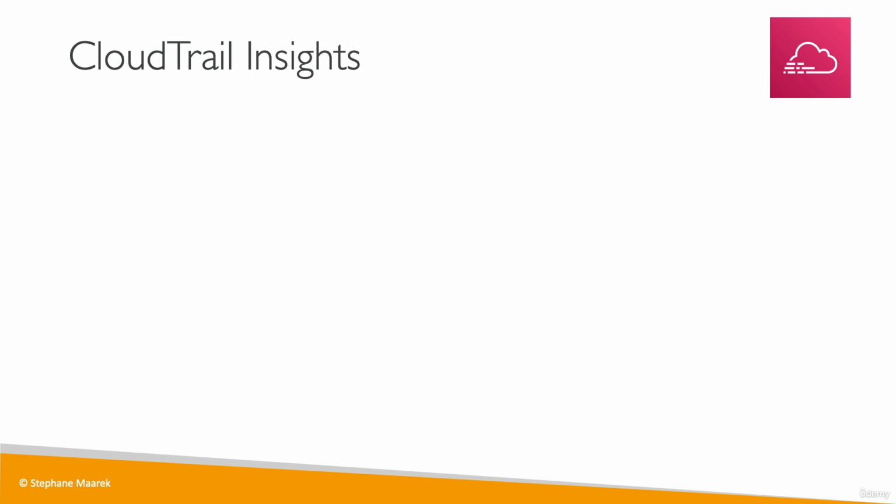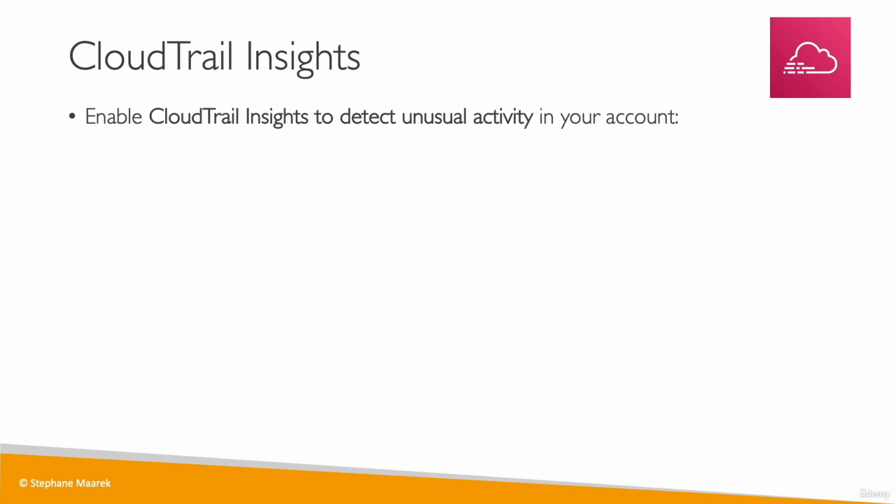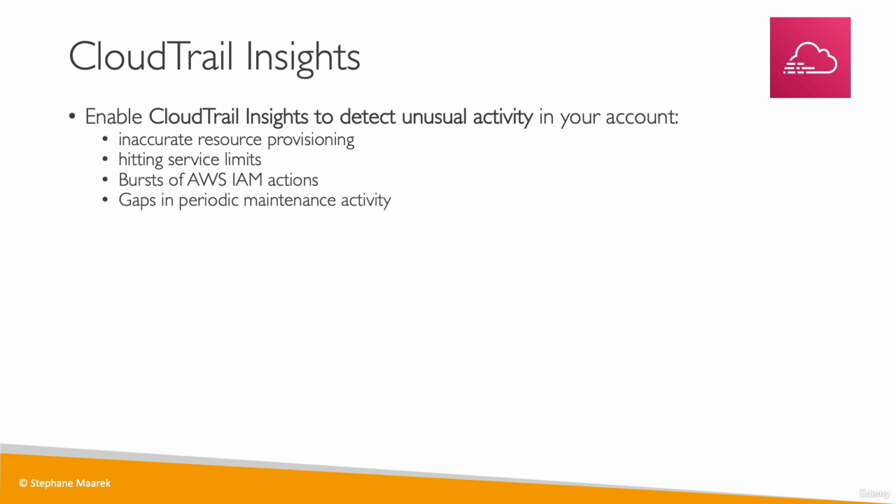So now let's talk about CloudTrail Insights. So when we have so many management events across all types of services and so many APIs happening very, very quickly in your account, it can be quite difficult to understand what looks odd, what looks unusual, and what doesn't. And so this is where CloudTrail Insights comes in. So with CloudTrail Insights, and you have to enable it and you have to pay for it, it will analyze your events and try to detect unusual activity in your account. For example, inaccurate resource provisioning, hitting service limits, burst of AWS IAM actions, gaps in periodic maintenance activity.